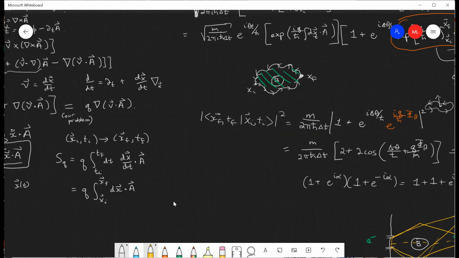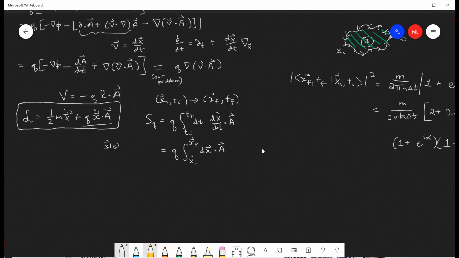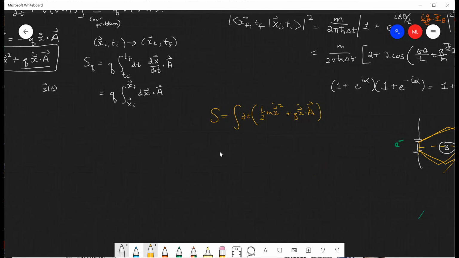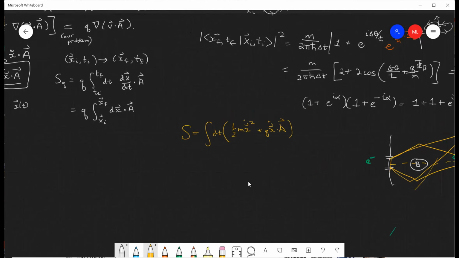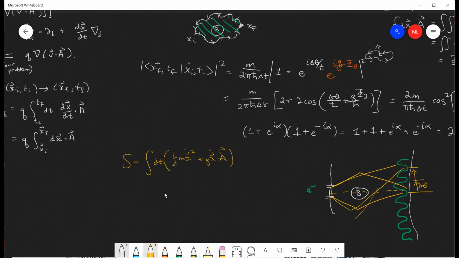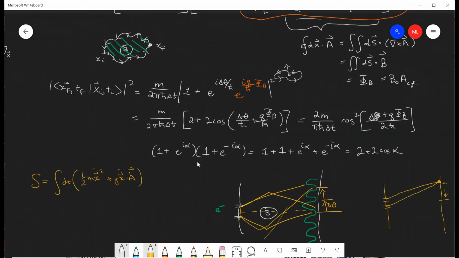Yeah, so the full action is the integral dt of 1/2 m x dot squared plus q x dot A, and this is all inside an exponential.